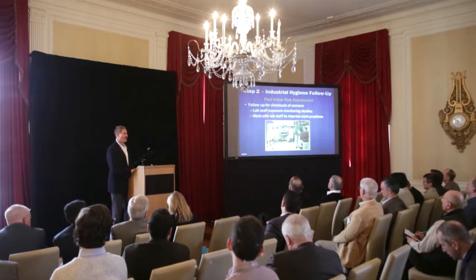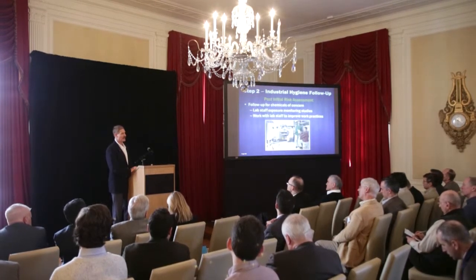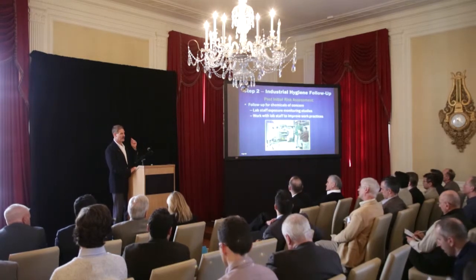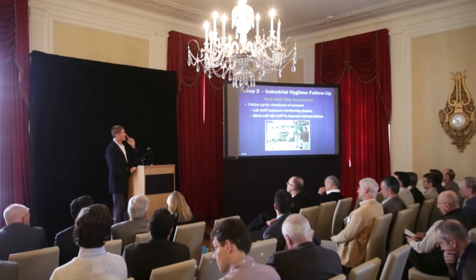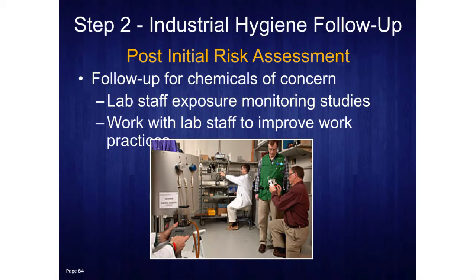So remember, step 1 of our risk assessment involved the industrial hygienist, and if there was a concern about the use of a chemical, we did not reduce air changes. So step 2 is an industrial hygiene follow-up for those chemicals of concern, and oftentimes this involves exposure monitoring studies of lab staff. And we try to work with them to improve their work practices.